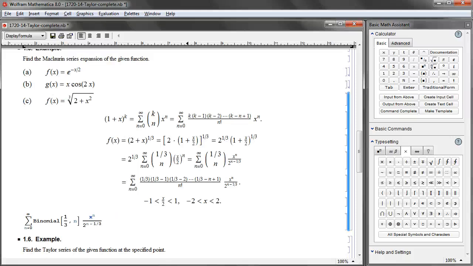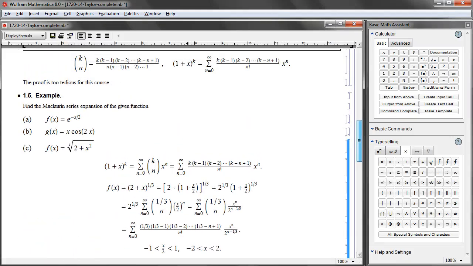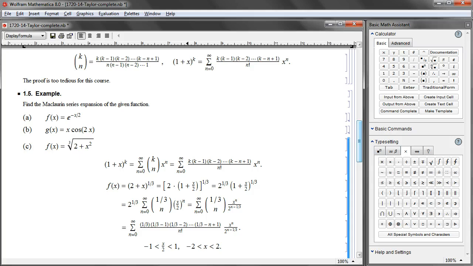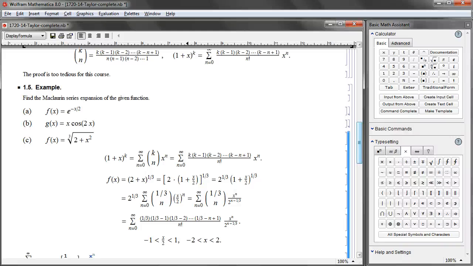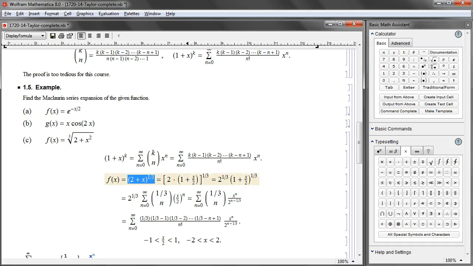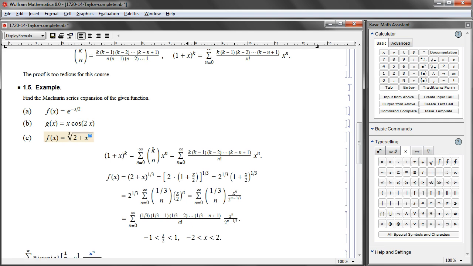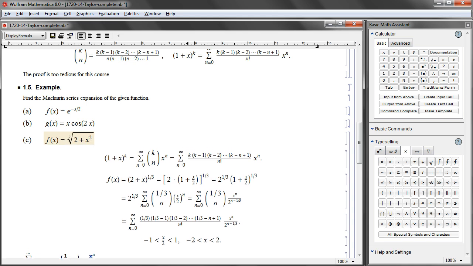Oh, wait a minute, excuse me. As a matter of fact, what I did here is incorrect. I just took 2 plus x to the 1/3 power, even though the problem was asked as 2 plus x squared here. So what I did here is this problem. And if you want to do 2 plus x squared as we have over here, then let me see, this has to be squared.